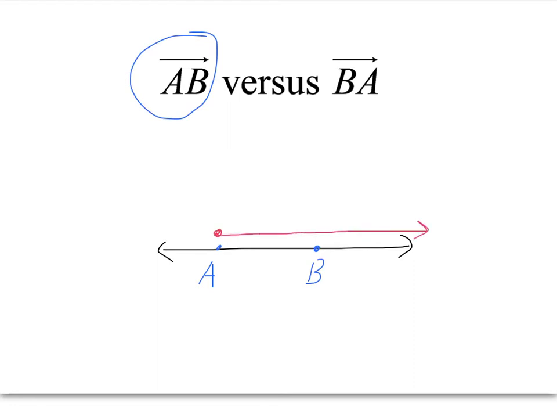So I'm drawing it above so that we can see it. It starts at A and passes through B. That is different from ray BA that starts at B and passes through A. Those are two different rays. So with rays, the order that you name them is important. So be really careful with that.